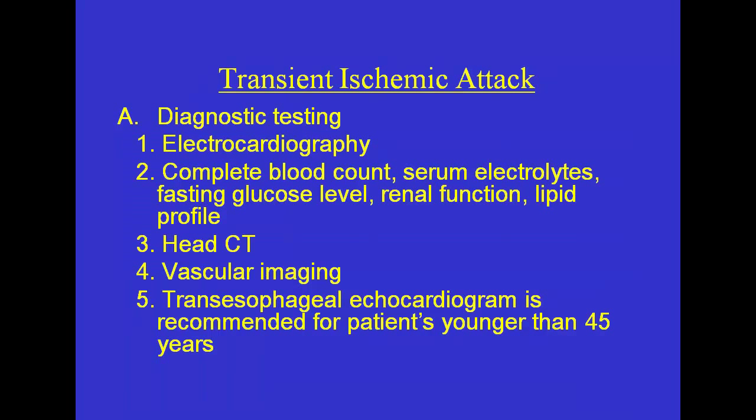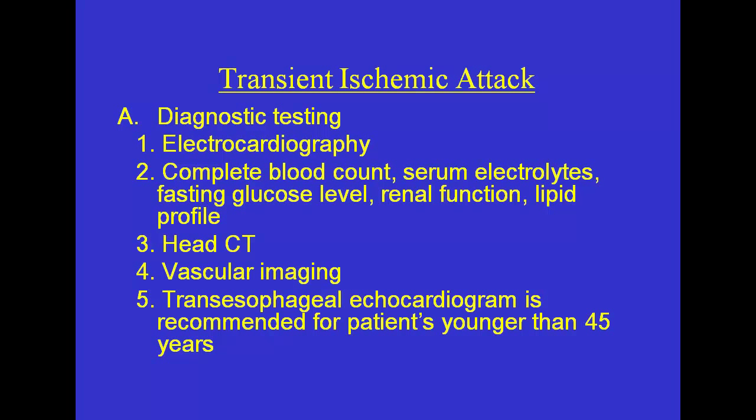All right, so that just kind of tells you, you use the ABCD score, but you also use your common sense. It's a rough guideline. So once they're admitted, you do diagnostic testing. So here are some of the tests which you guys all know so well as part of the stroke order set. EKG, complete blood count, electrolytes, fasting glucose, renal function, lipid profile. A head CT scan, obviously you want to differentiate an ischemic from a hemorrhagic event. Some type of vascular imaging.